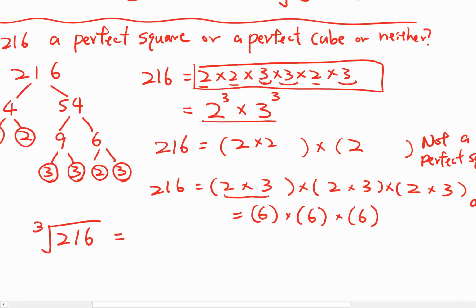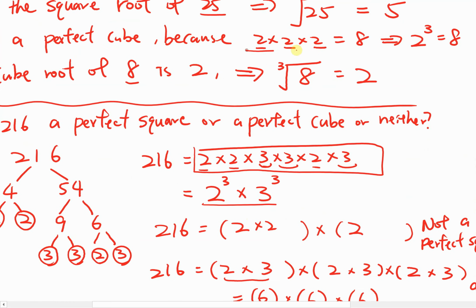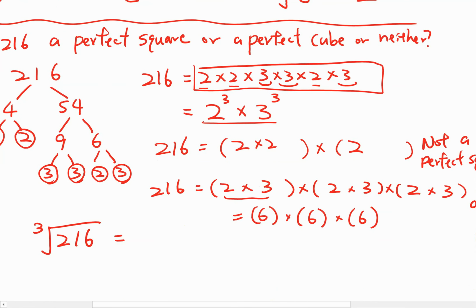So what that means, it's like this, right? 2 times 2 times 2 is 8. This is 6 times 6 times 6 is 216. Therefore, the cube root of 216 will be 6. Okay, because 6 times 6 times 6 is 216.